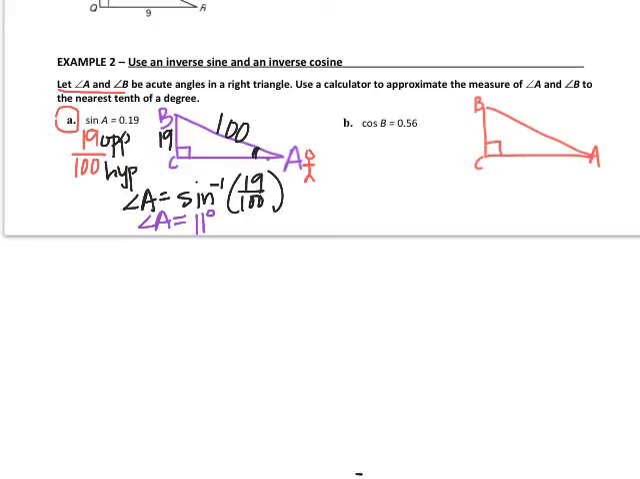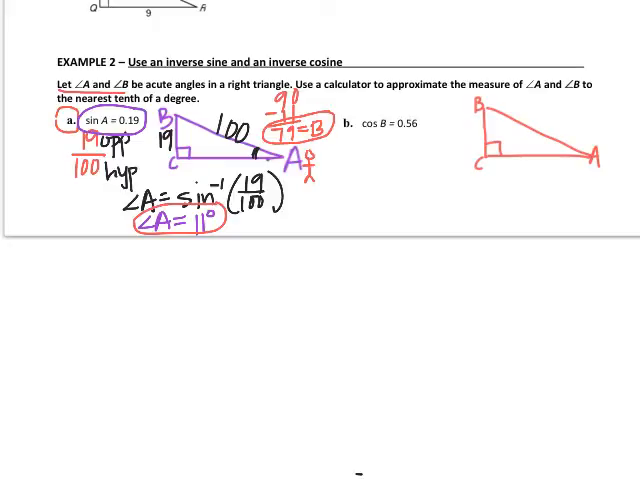Now, if we know that angle A is 11 degrees, we have to subtract that from 90. So 90 minus 11, and that's going to be what angle B is equal to. So angle B is 79, angle A is 11. And we did all of that just based on knowing that sine A was 0.19. If you need to watch that part of the video again, please do that. I will do the cosine now, which will be very similar.